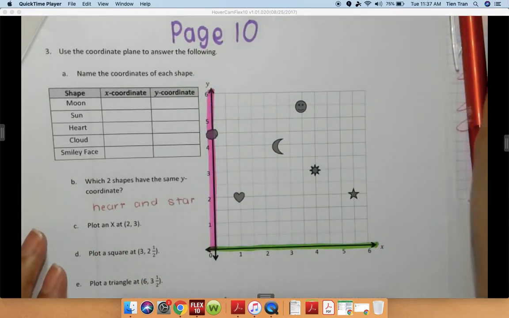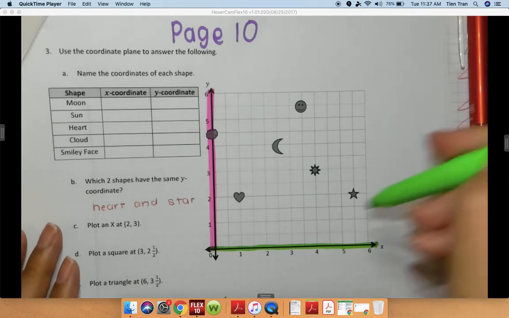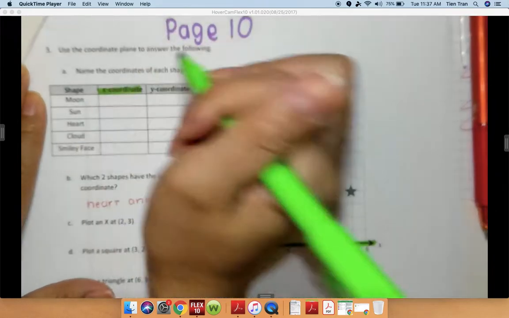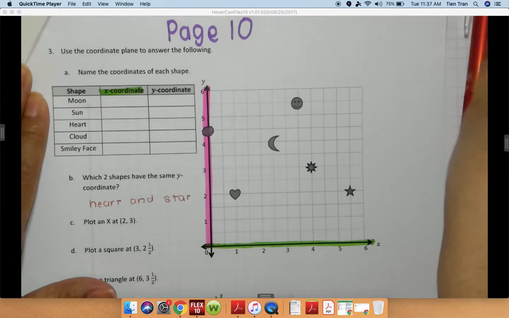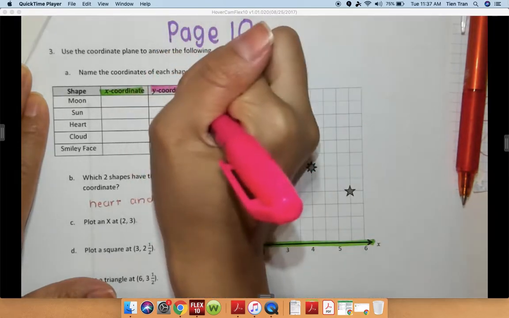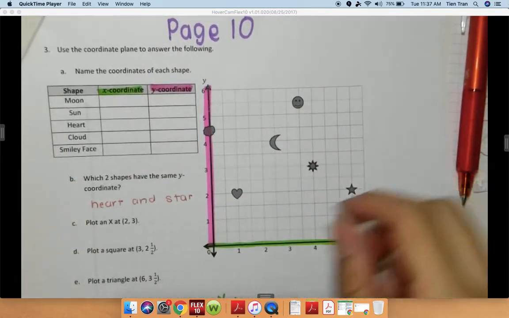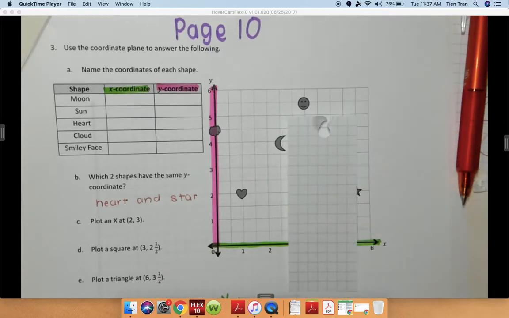If it doesn't help you, you don't have to write it. And I know that my x-coordinate is always going to be the first one, and the second one is my y-coordinate. So they want me to identify where the moon is. So that's what I'm going to do. I'm going to identify where the moon is.